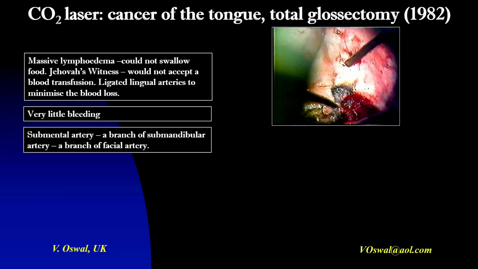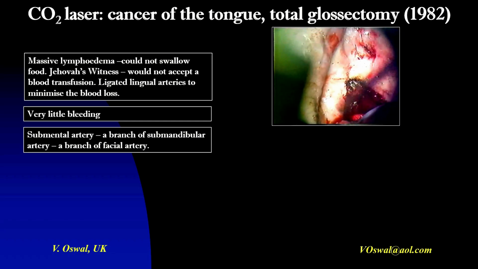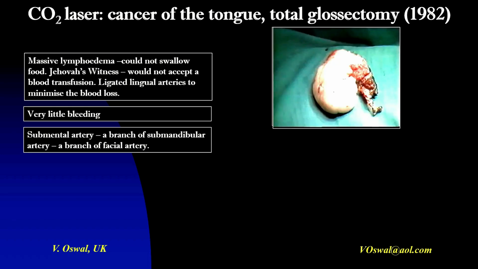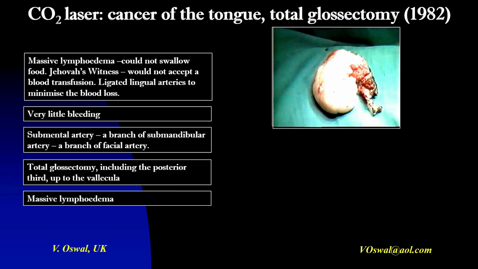As I continued posteriorly, there was virtually no bleeding because of preoperative ligation of the lingual arteries and also the concurrent hemostasis due to shriveling of the small blood vessels. I was able to excise the whole of the tongue, including the posterior third, right up to the vallecula. The excised tongue showed massive lymphedema with very little soft tissue.